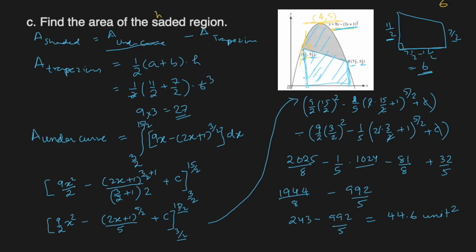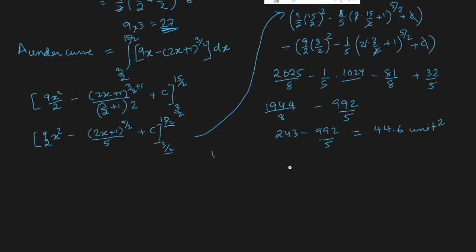square. This is the area of the whole blue colored region I have drawn just now, and I have to remove the trapezium from it, and the trapezium's area was 27. So the area of the shaded part will be 44.6 minus 27, which is 17.6 units square. That's the area of the shaded part.